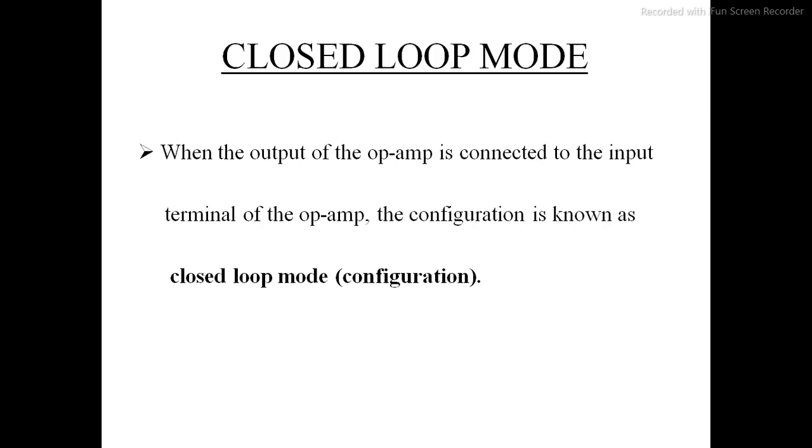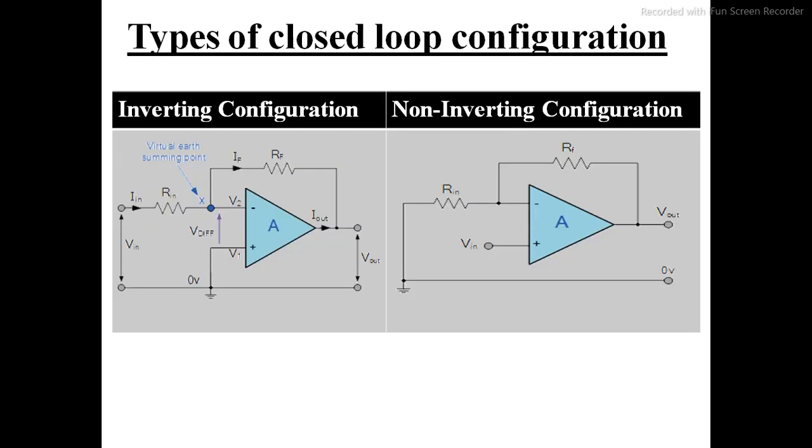In this mode, the op-amp is connected to any of the input terminals, and that is known as the closed loop mode or closed loop configuration. So this is the closed loop configuration. It has two types, inverting and non-inverting.